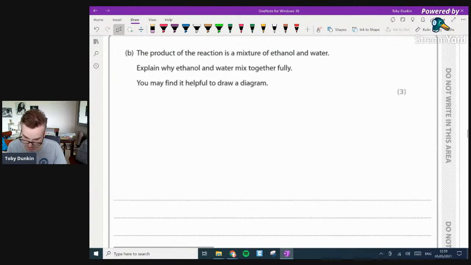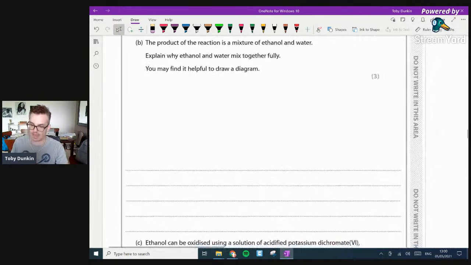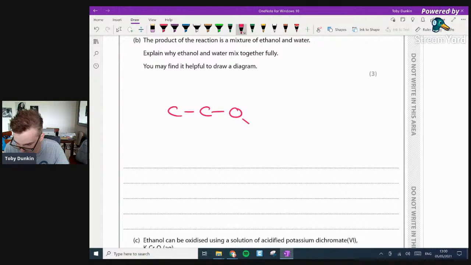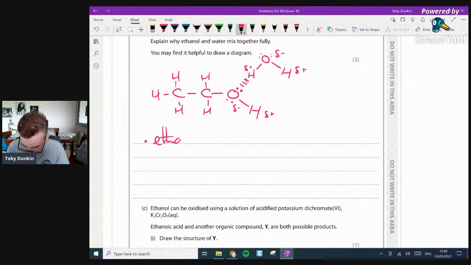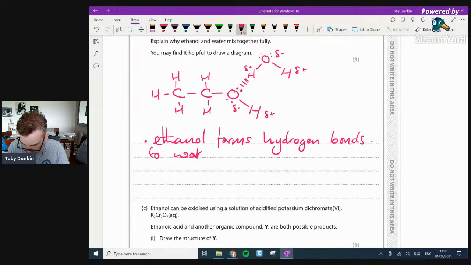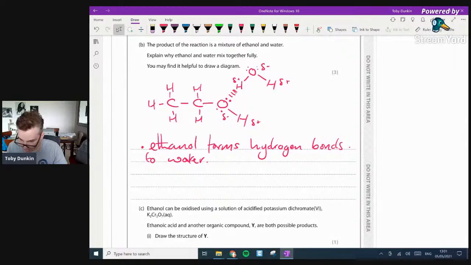Horrible question. Grim. Next, the product of the reaction is a mixture of ethanol and water. Explain why ethanol and water mix together fully. Draw a diagram. So they form hydrogen bonds together. Here's ethanol. Whenever you draw hydrogen bonds, you must draw it to be straight. So I'm going to add on my lone pair here and lone pair here. These two here must be at 180 degrees, just letting you know. And then all of your lone pairs and all of your deltas must be shown. There you go. Ethanol forms hydrogen bonds to water. That's all I'm going to do.